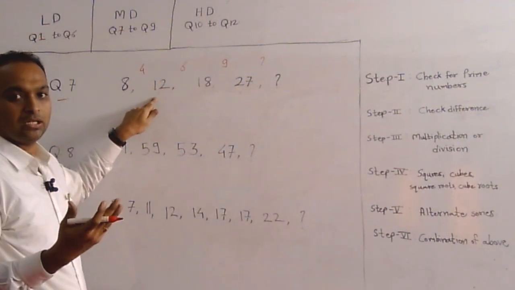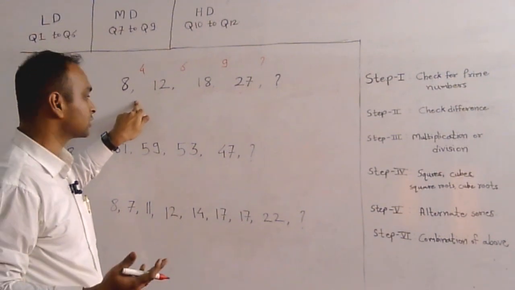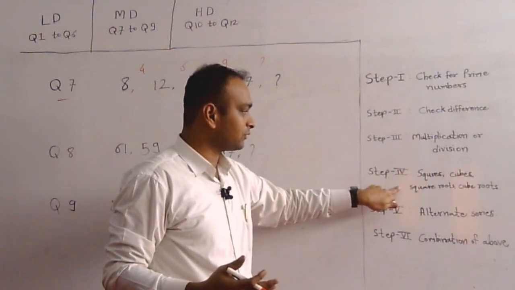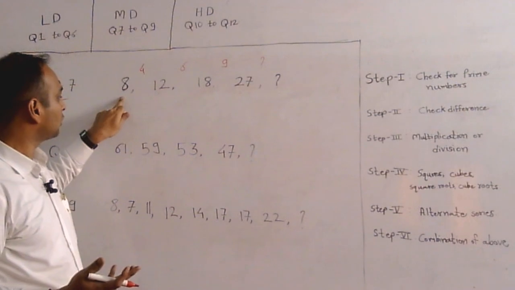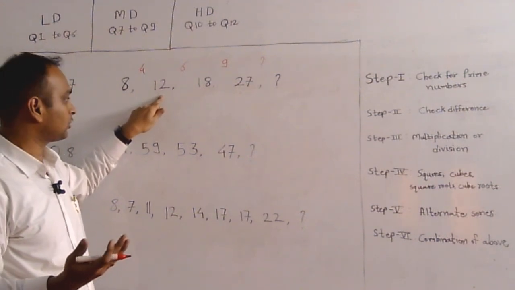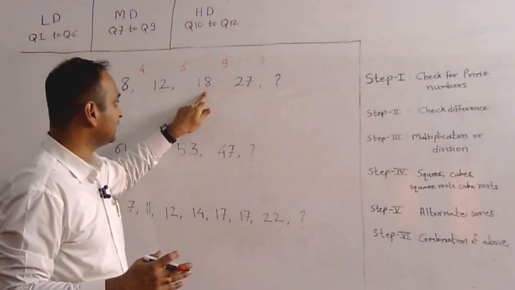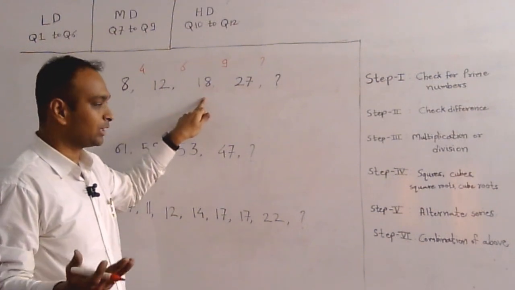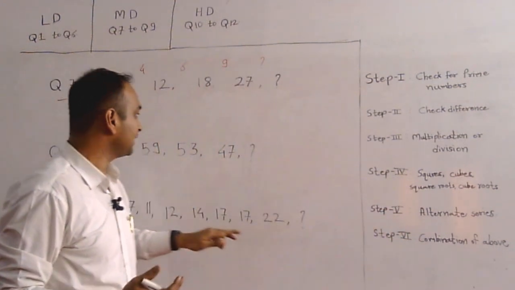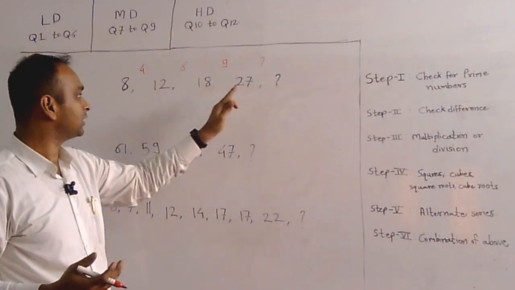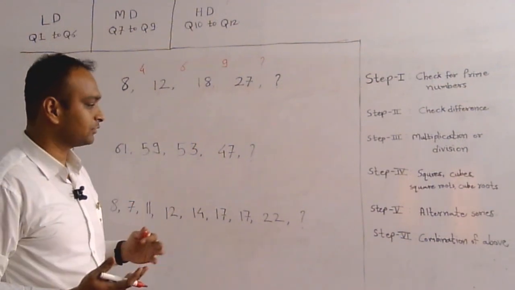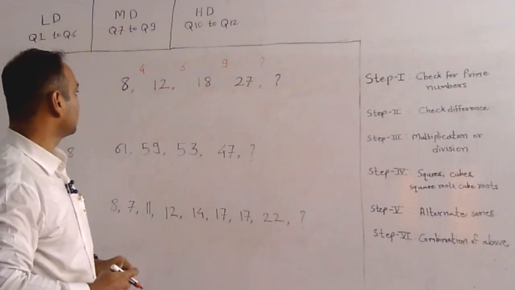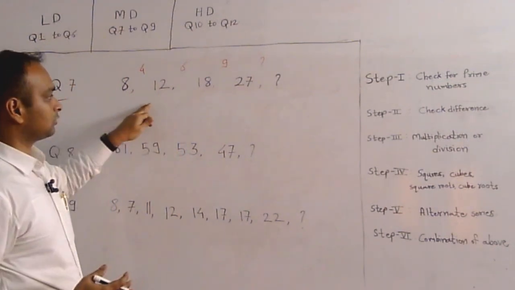So 8 and 12, we don't have as such the doubling, tripling multiplication. So that may also not be the right logic. Division obviously will not work. Check for squares, cubes. 8 is a cube of 2, but 12 is not. It's not a cube, it's not even a square. 18 is also not, and 27 is a cube of 3. But these two are not. So that may not also be the logic. Take for alternate series here also 8, 12, 18, 27. As such, there is no alternate series we can see. Now we have to try for combination. So let's check how we can solve this.